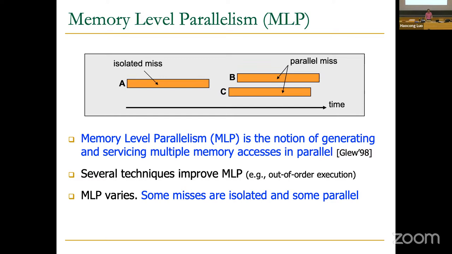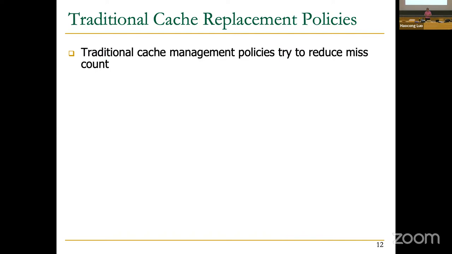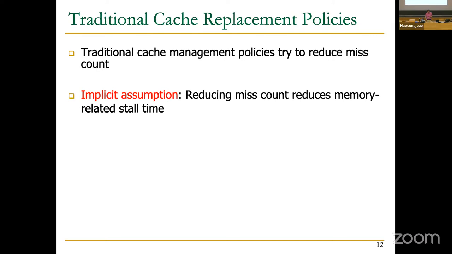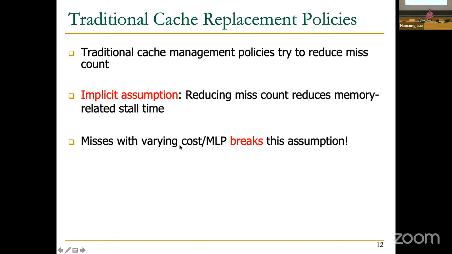Now, the question is, how does this affect cache replacement? This clearly affects a lot of things. I'm happy to talk about it some other time, perhaps, but let's look at cache replacement since we're talking about caching. The issue is that traditional cache replacement policies, whatever we talked about yesterday, don't take this into account, even though it is important. They make this implicit assumption that reducing miss count reduces memory-related stall time. If you reduce miss count, that's always good for performance. I foreshadowed in a prior lecture that this is not necessarily true. Misses with varying cost, or memory-level parallelism in this particular case, break this assumption. If the misses are not equally costly, this assumption is broken to begin with. So then the question is, how do you design a cache replacement policy that takes this into account?